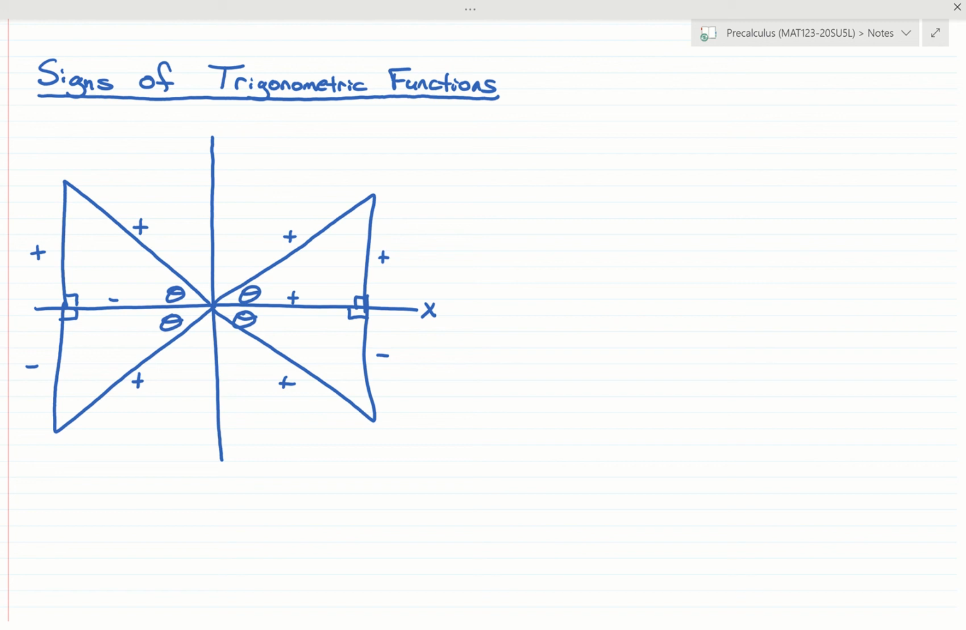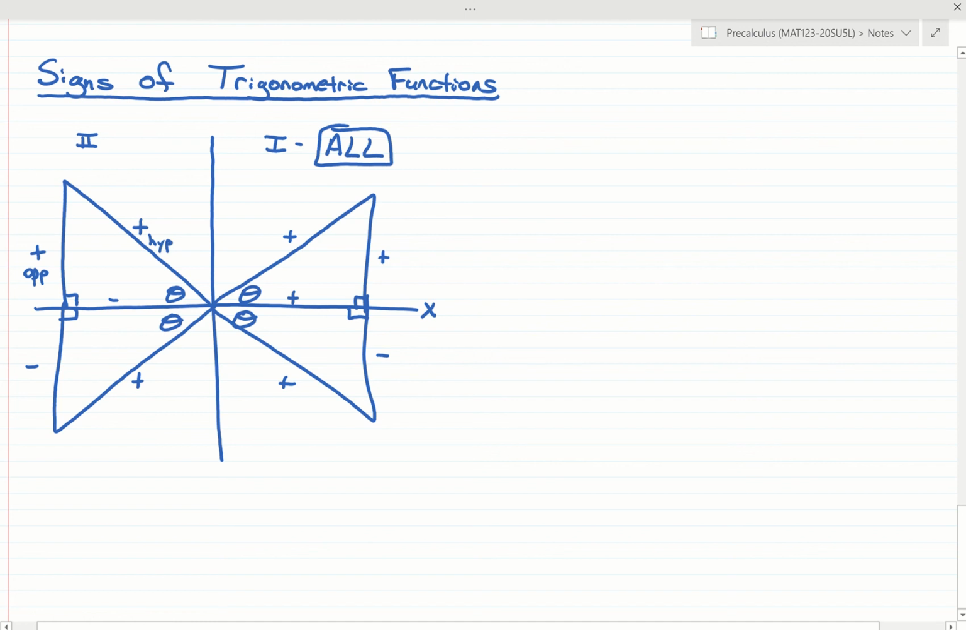So in the first quadrant, quadrant 1, all trig functions are positive because you have a positive opposite side, positive adjacent side, and a positive hypotenuse. All three sides are positive. In quadrant 2, if we have our angle where it is, we have a positive opposite side and a positive hypotenuse. So what trig function uses an opposite side and a hypotenuse? Sine. So sine and cosecant would be positive in quadrant 2.